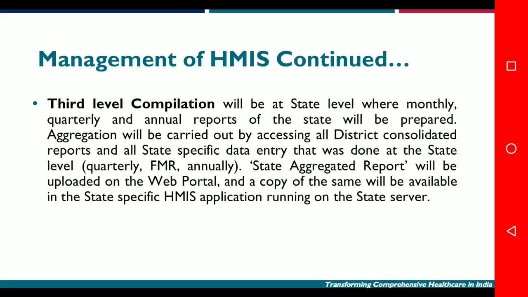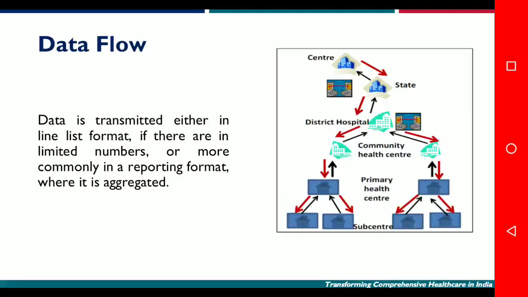All the state specific data entered at the state level, quarterly, monthly, or annually, the state aggregated report will be uploaded on the web portal, and a copy of the same will be available in the state specific HMIS application running on the state servers. So these are the three levels of compilation: block level, then the district level, and then the state level.